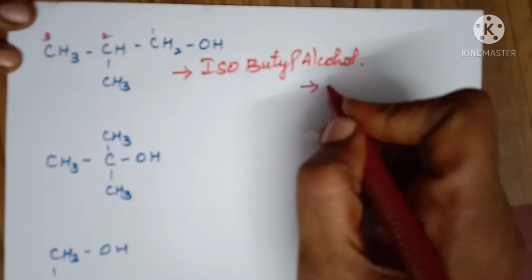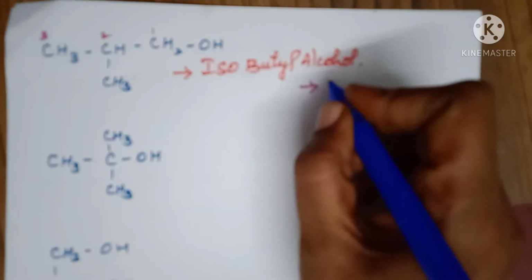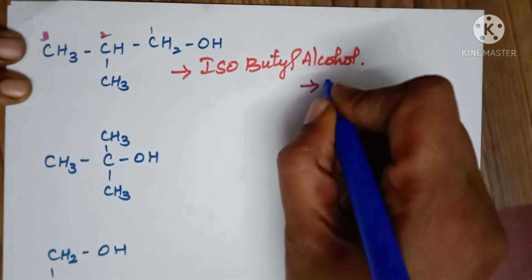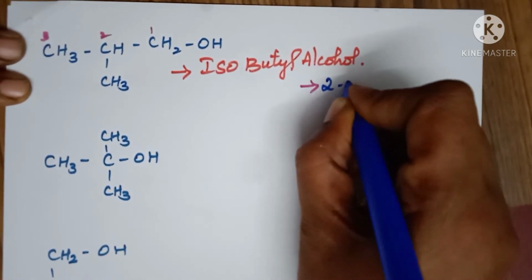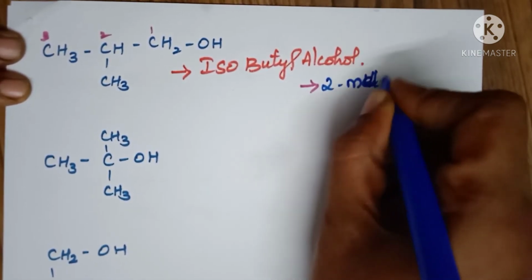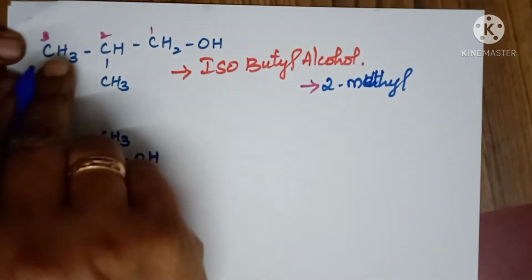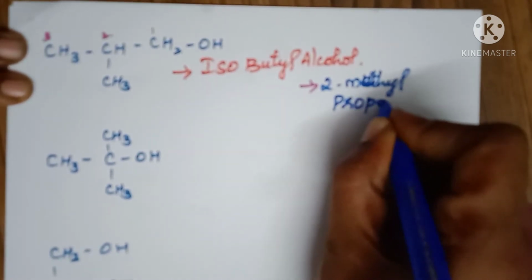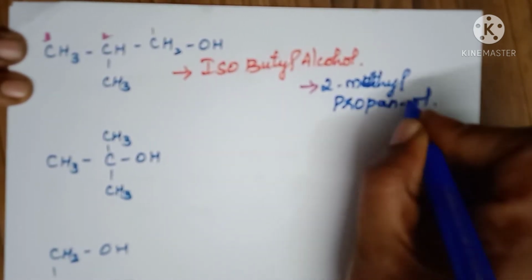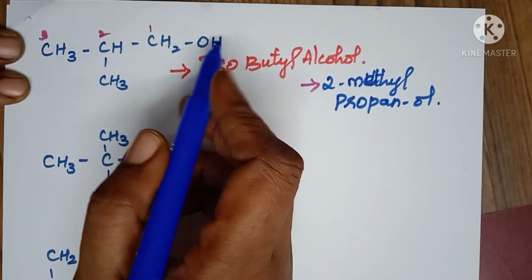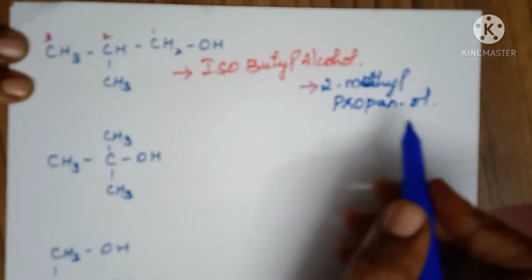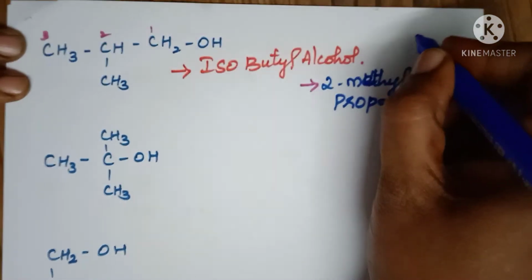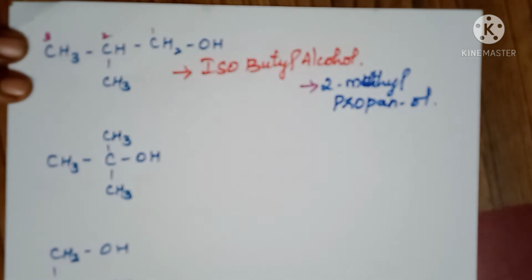Now, how can you name this? I am writing the IUPAC name in different colors so that it will be easy to understand. See here, in that second carbon only the methyl group is attached. So that means 2-methyl propane. How many carbons are there on the top? 3. So that means propane. In that first carbon only the OH group is attached, so the first carbon no need to mention. So 2-methyl propanol. So that is the IUPAC name. Okay. Now next one. Hope you got it.